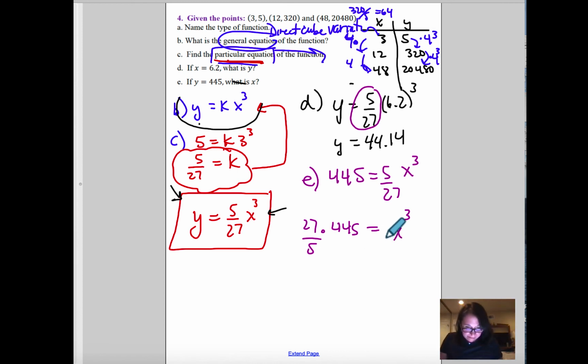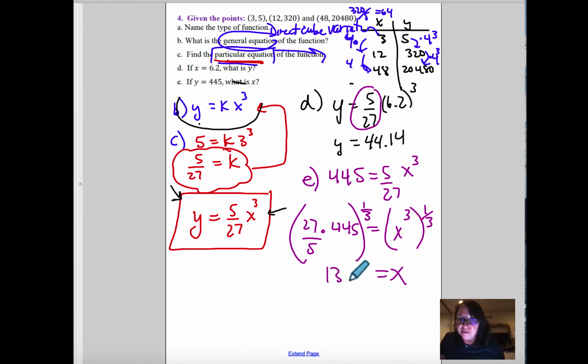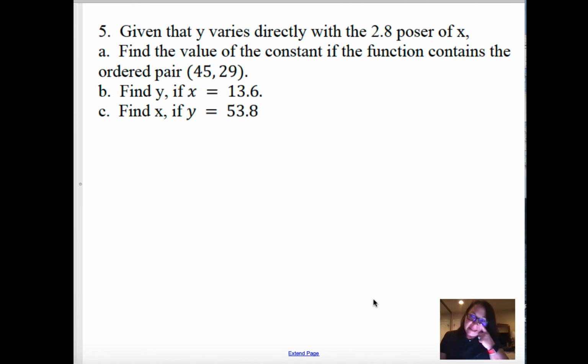And I think I got 445 over that value. Okay. And then after you're done with this, and hey, leave it like that if it makes you happy, multiply to the 1/3 power, because that's how I'm going to get x isolated. So now we have x equals this super crazy thing, which is 13.39. And so that's what x is. So the value of x when y is 445 is 13.39. Done.